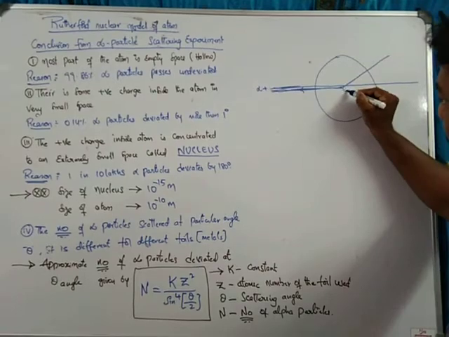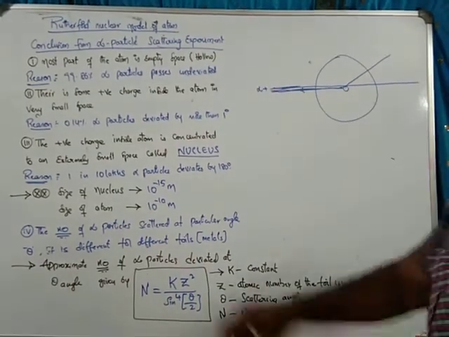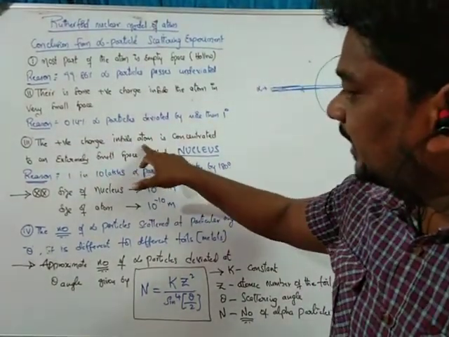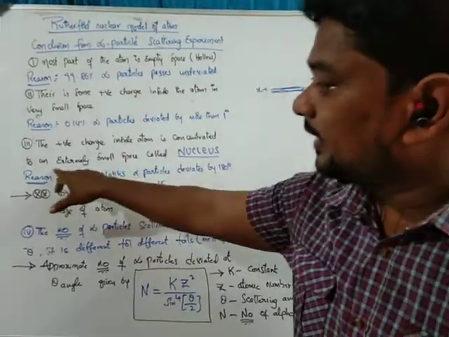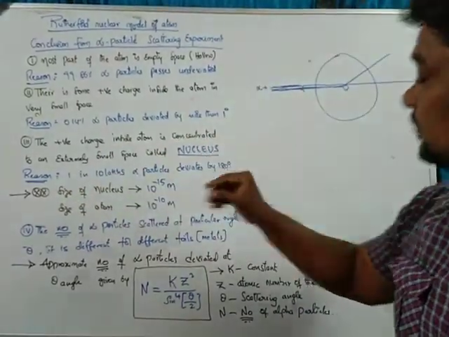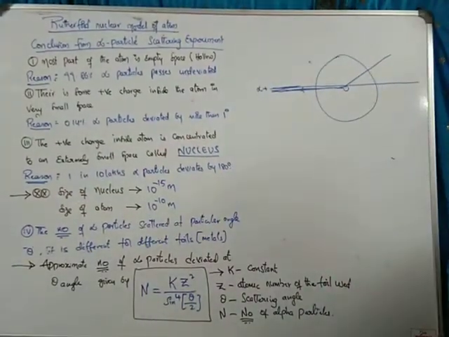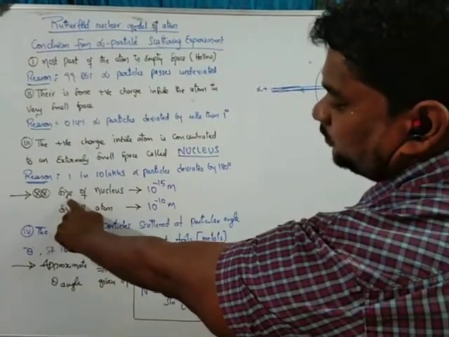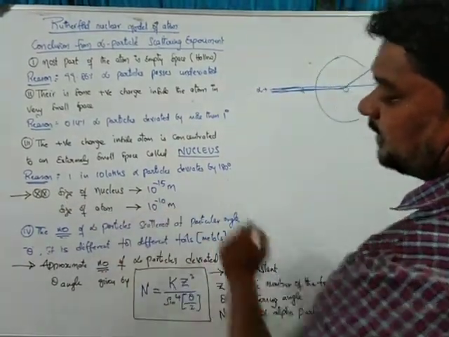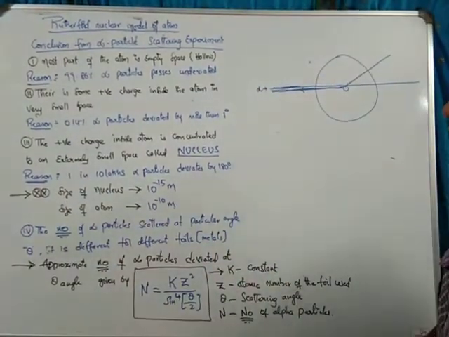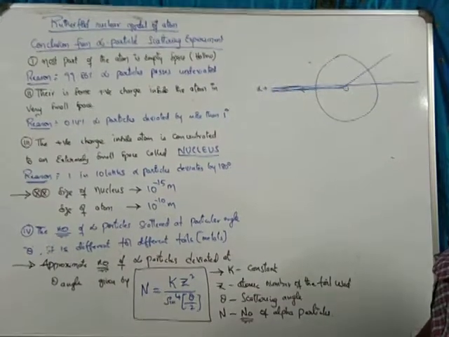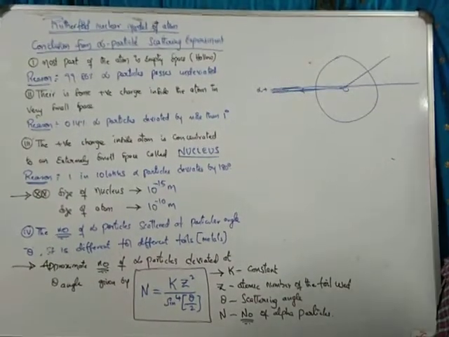At this small point, whatever the charge inside the atom is concentrated in an extremely small space. We call this the nucleus. The size of the nucleus is 10 to the power of minus 15 meters, and the size of the atom is 10 to the power of minus 10 meters.